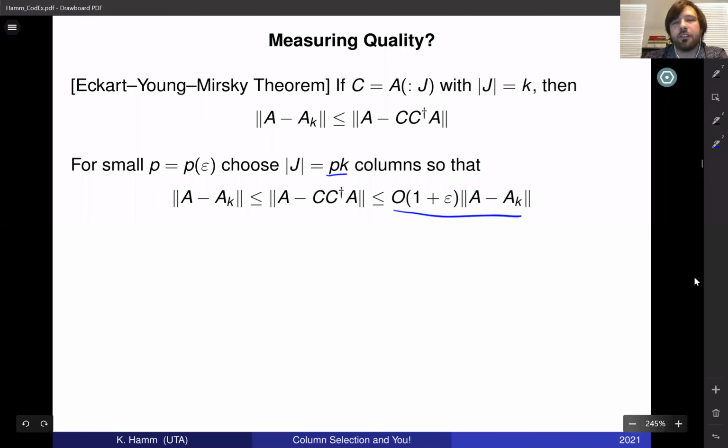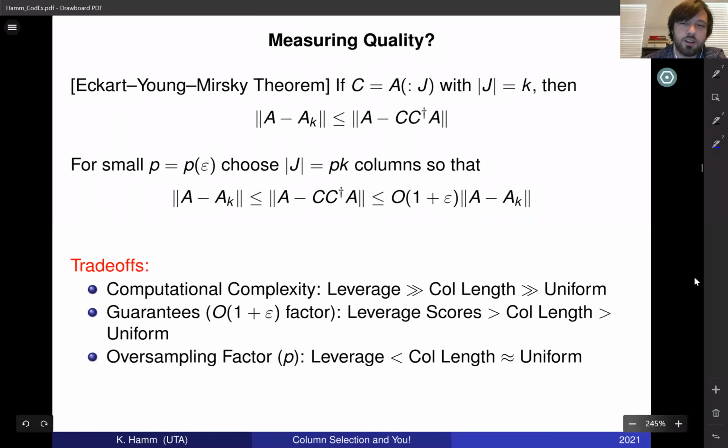There's just one comment here. I do have to oversample in a typical case to guarantee something like this. I can have arbitrarily bad adversarial matrices where this can be arbitrarily larger than the truncated SVD error.